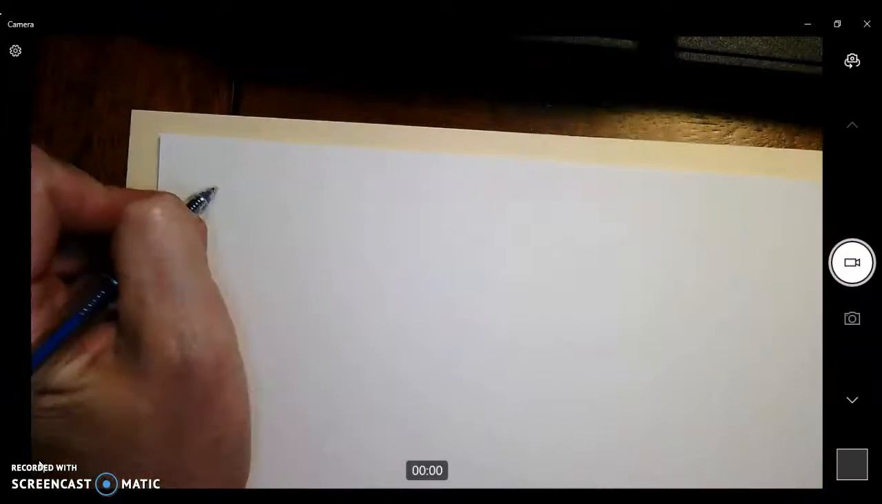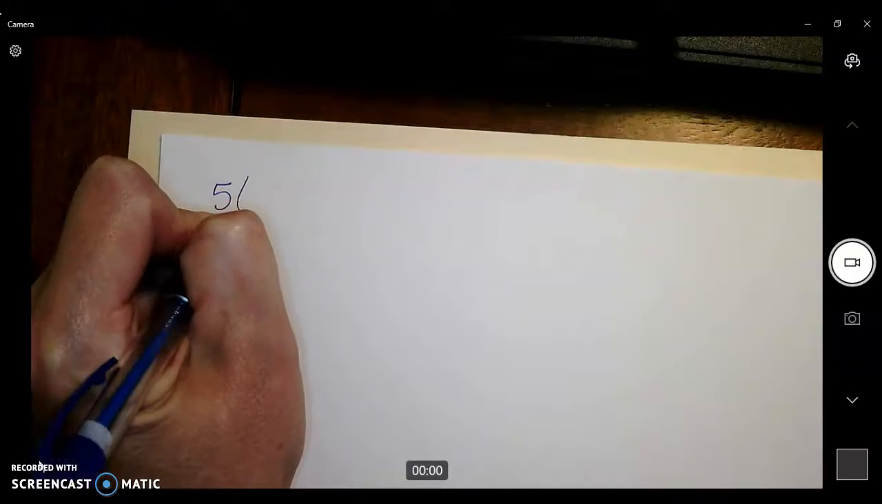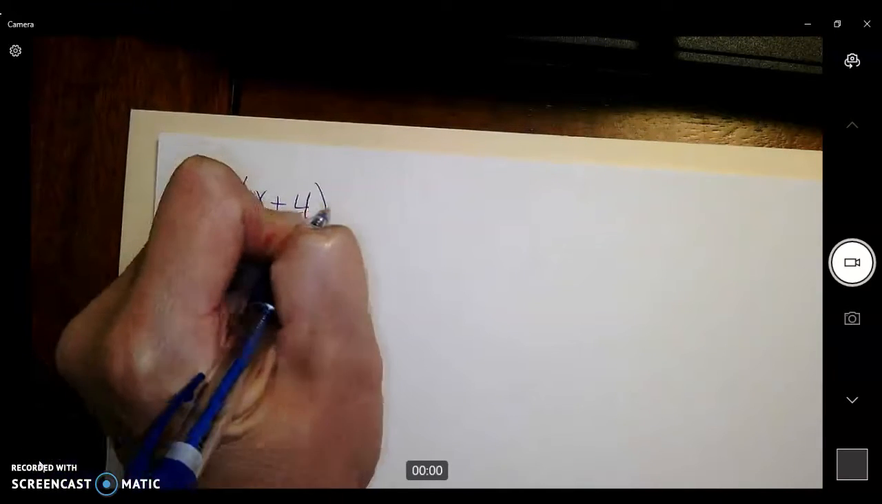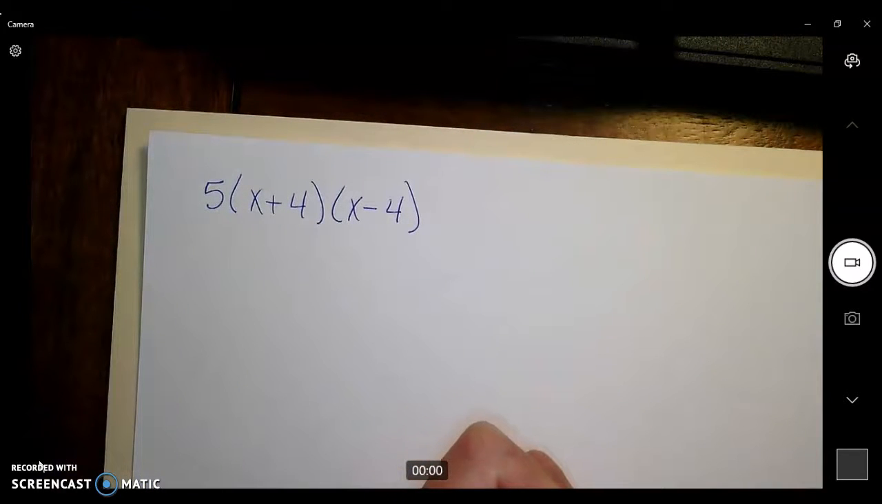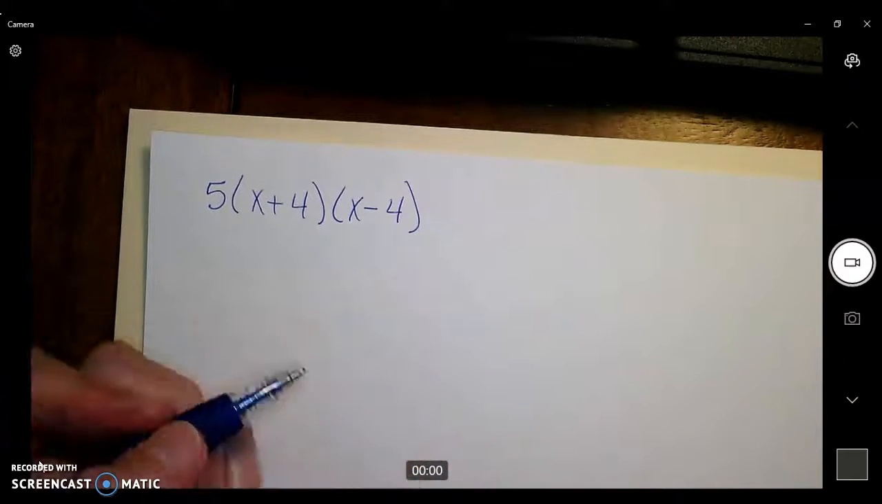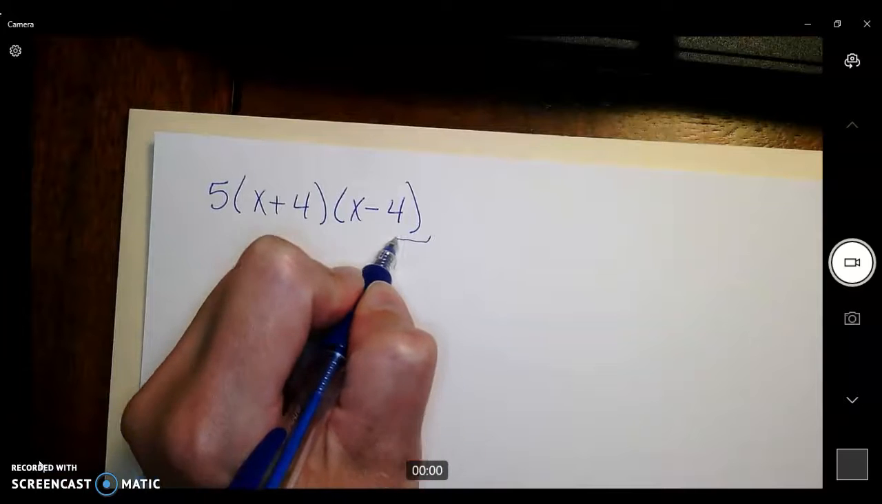Today we are going to review for our multiplying and factoring quiz, both related to polynomials. So the first problem we're going to do is 5 times (x plus 4) times (x minus 4). If you want to go ahead and pause me and do the problem yourself and then check it, you can. That would be a great idea because this should all be a review for you. I'm just going to continue on here.